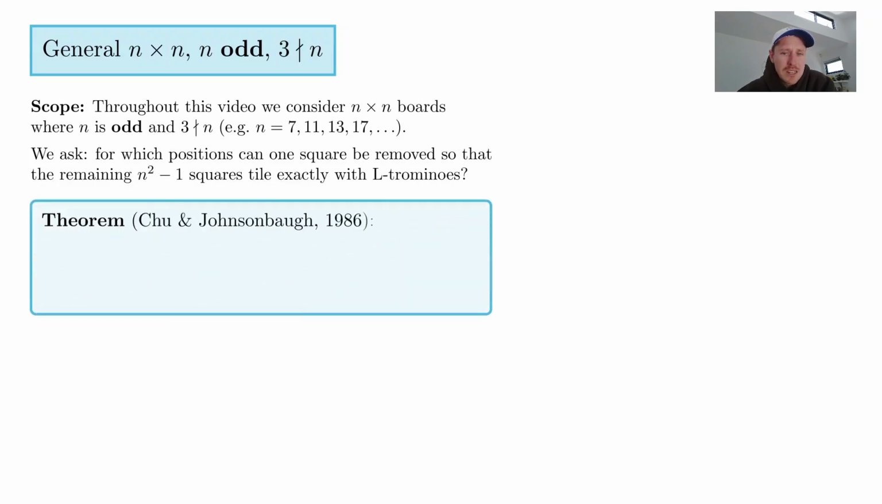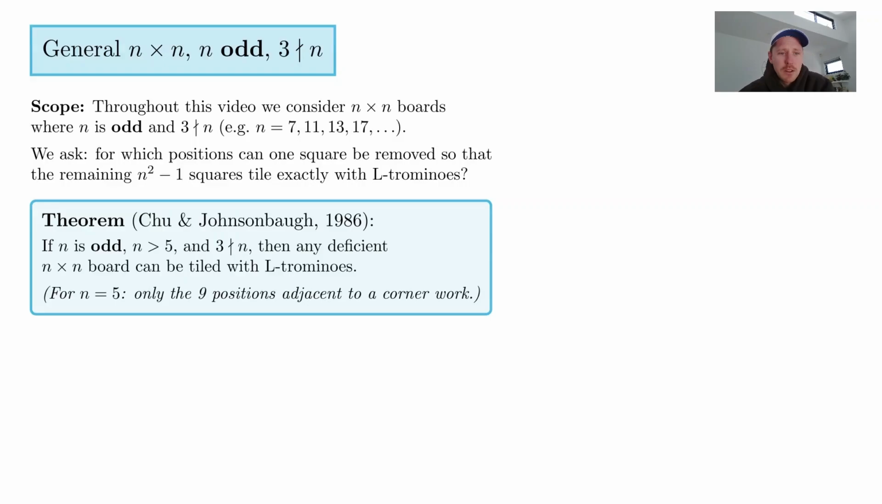All right, essentially what we're going to talk about today is a paper that was published in 1986 by Chu and Johnsonbaugh. Now, I'm sure I got those names incorrect, but throughout this video, we're going to be looking at n by n boards where n is odd and n is not divisible by 3. And we're going to start at 7 and work our way up. Actually, we'll start at 5 because that's going to be important for our proof of this theorem.